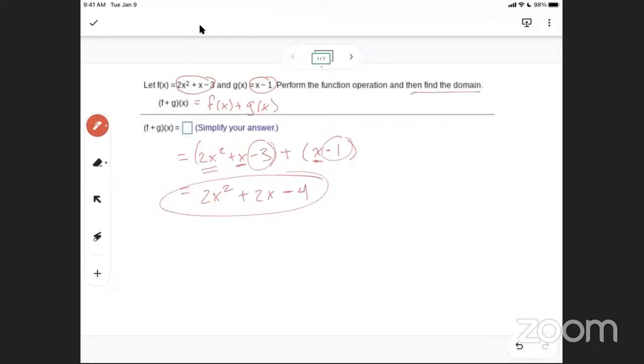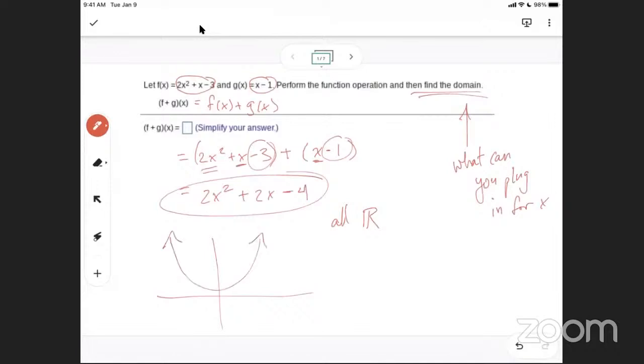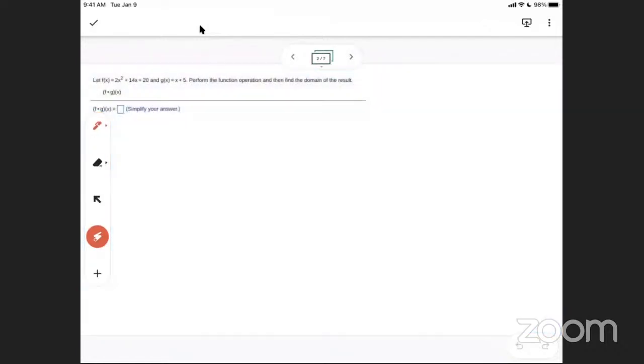Now it says find the domain. Well, the domain just means what are you allowed to plug in for x? What can you plug in for x? And in this case, it's all real numbers because there's nothing you can't plug in to a quadratic equation. If you wanted to graph it, you would recognize that it's just some sort of parabola. And so all real numbers can go in there. Remember the vertical line scan we talked about in the past? You can plug anything in that you want. There's no problems with that.